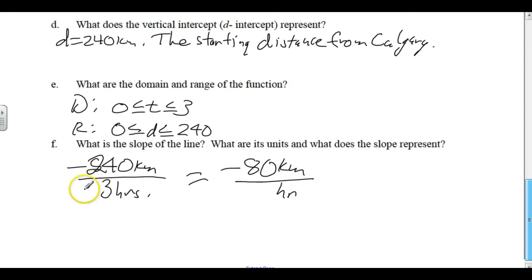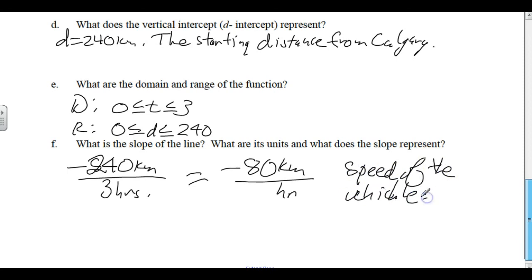In the other one, we couldn't really divide. It's 5 over 4, we just left it that way. Here we can get a unit rate. So the slope represents the speed of the vehicle, and it's negative because it's approaching Calgary.